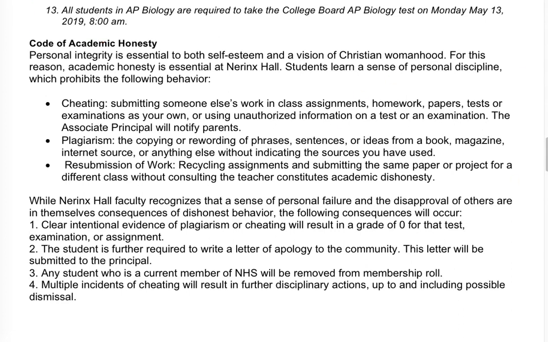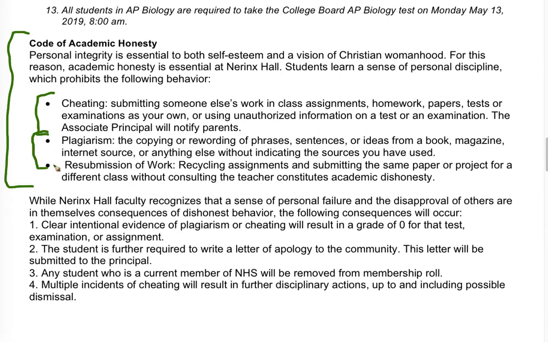Now, the academic honesty policy in the school, right here. Please read this carefully. Personal integrity is essential to both self-esteem and a vision of Christian womanhood. For this reason, academic honesty is essential in Nerinx Hall. Students learn a sense of personal discipline which prohibits the following behavior: cheating, submitting someone else's work, in-class assignments, homework, papers, tests, or examinations as your own, or using unauthorized information on a test or an exam. The associate principal will notify parents when this happens.